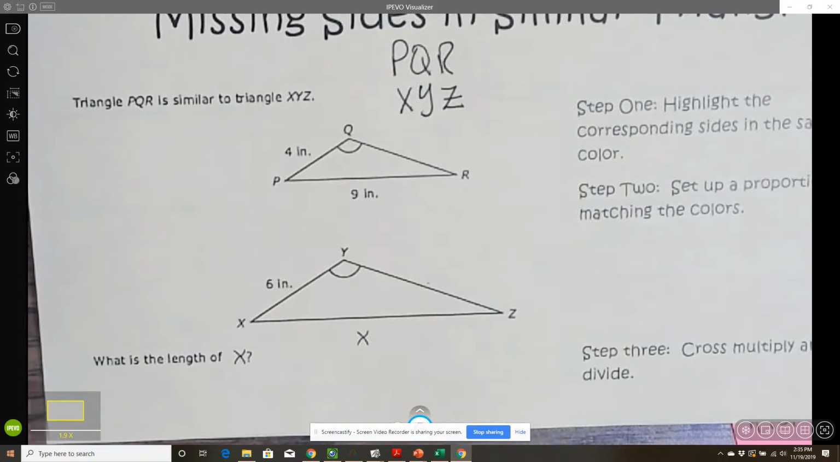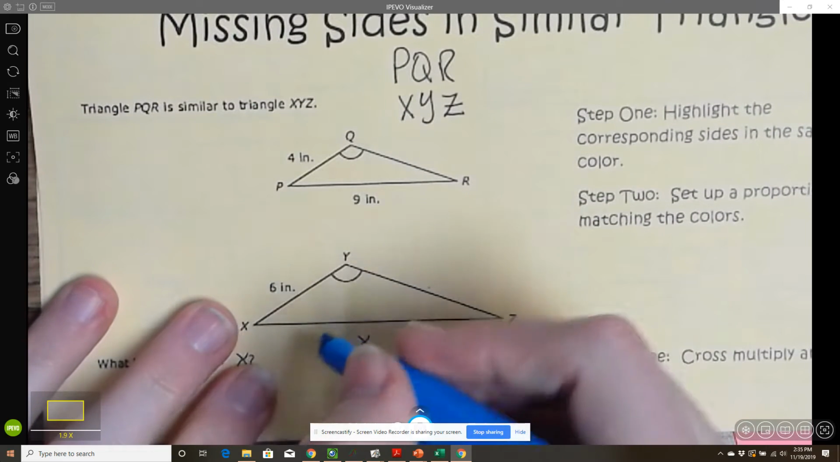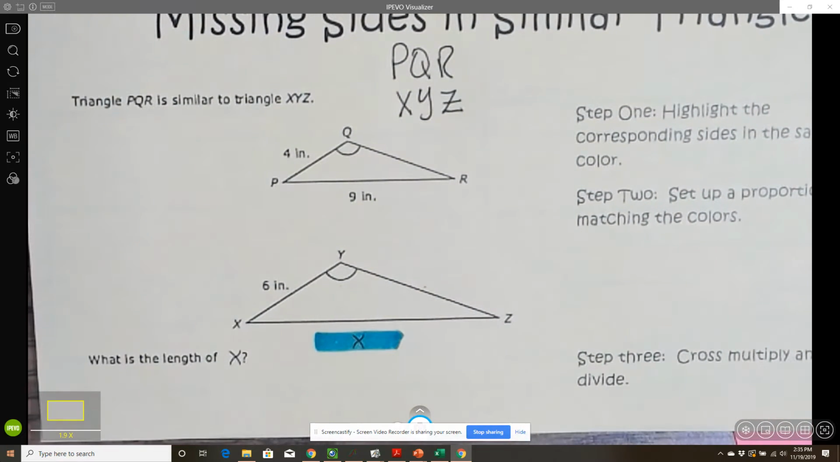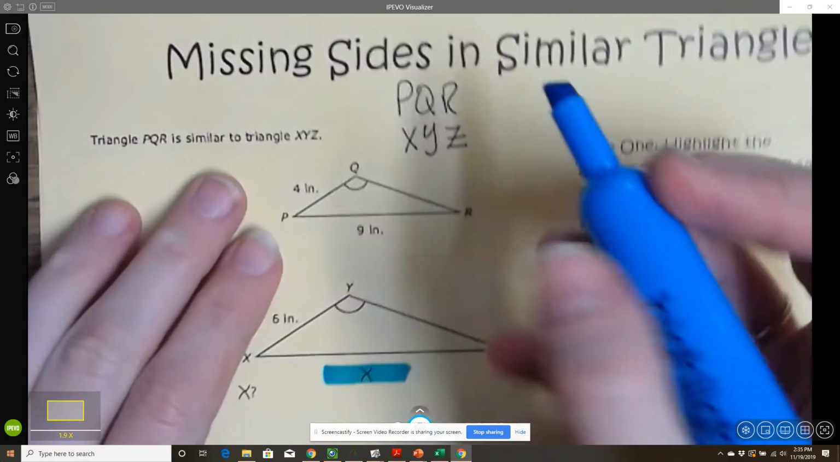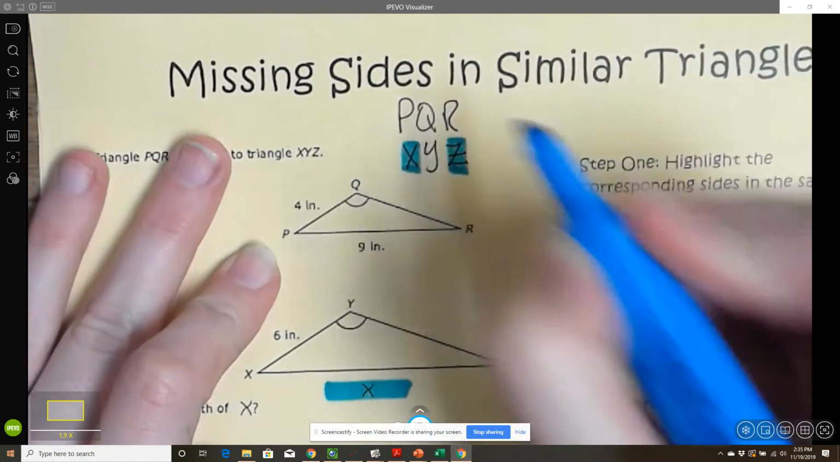The first thing that I always do is highlight the side that's missing. Highlight what I'm trying to find. So we're going to do that in your first color. It doesn't matter if it's blue. But this side right here is side XZ. And so I'm going to highlight those letters, X and Z.